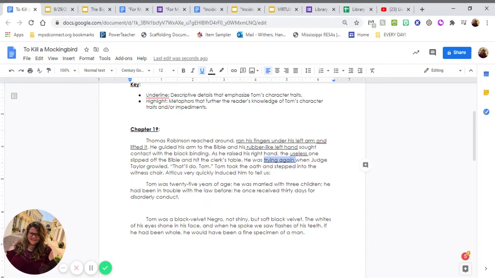That right there is pretty much just stating fact. We could underline some stuff because it's sort of description, but not really. It's not what we're looking for.